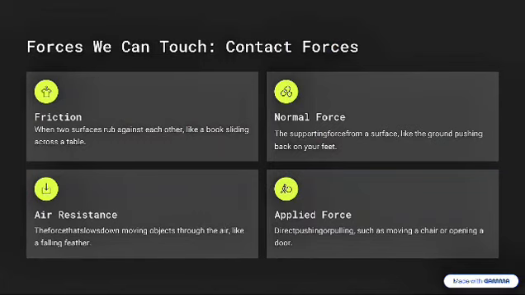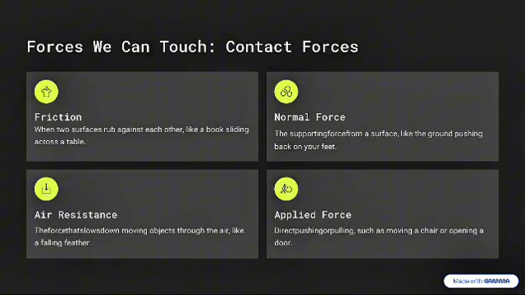Forces we can touch. Contact force. The first one is friction force, when two surfaces rub against each other, like a book sliding across a table. Second, normal force. The supporting force from a surface, like the ground pushing back on your feet. Third, air resistance force. The force that slows down a moving object through the air, like a falling feather.